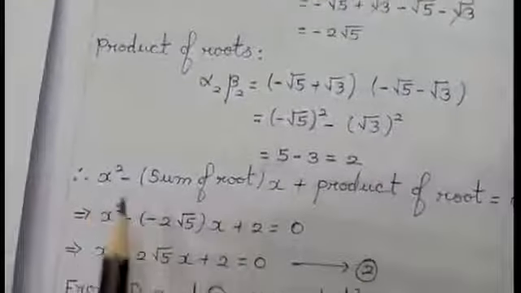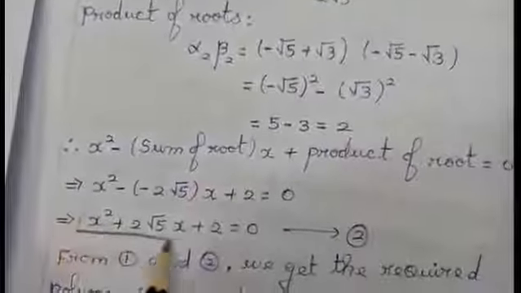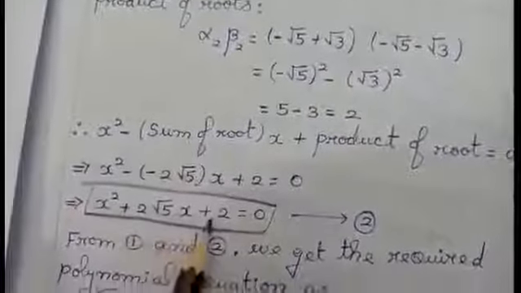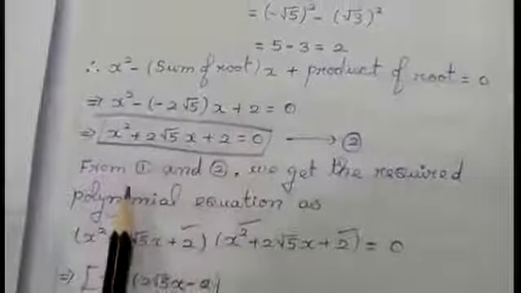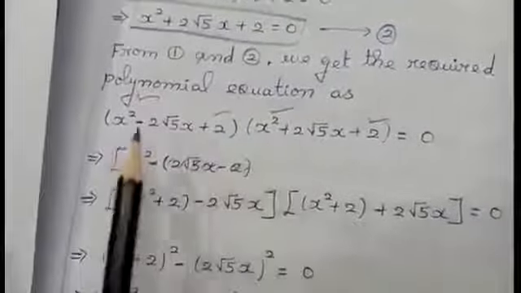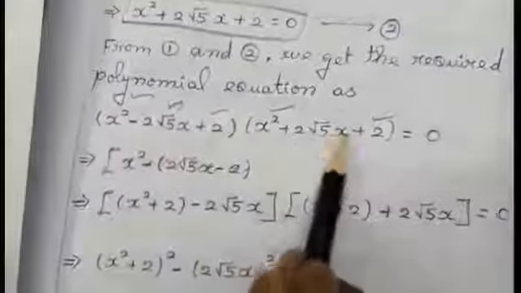Formation of quadratic equation: x square minus sum of roots x plus product of roots equal to 0, and I am getting the second equation in this way, that is x square plus 2 root 5x plus 2 equal to 0. From 1 and 2, we get the required polynomial equation as follows. From 1 and 2, I am going to take the 2 quadratic equations. I am going to make some adjustment. If you see these 2 equations, the only difference is minus 2 root 5x and plus 2 root 5x. I am going to make an adjustment in such a way.